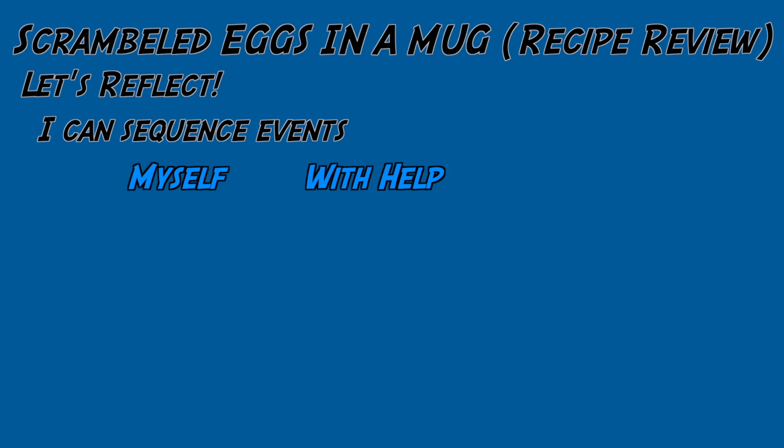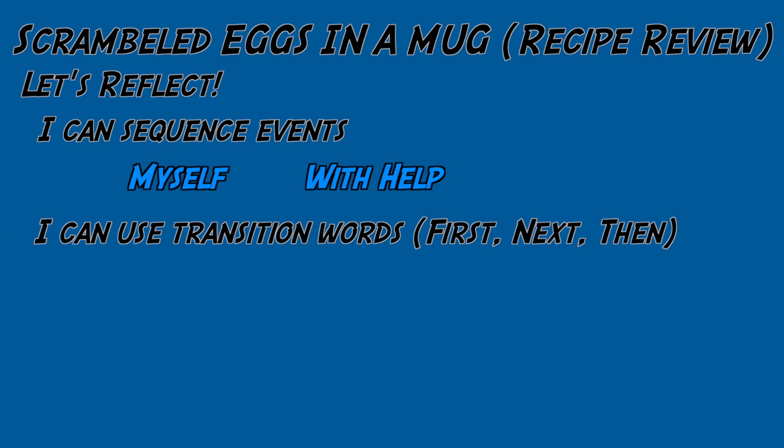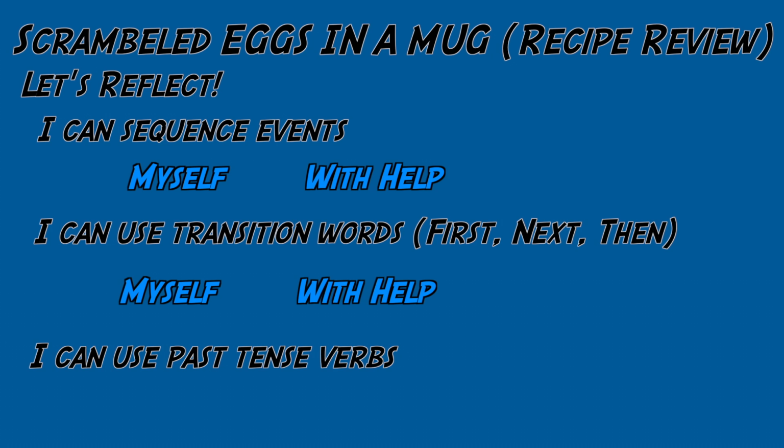So how did you do? Let's reflect. For each learning target, communicate whether you did it by yourself or with help. I can sequence events by myself or with help. I can use transition words like first, next, and then by myself or with help. I can use past tense verbs by myself or with help.